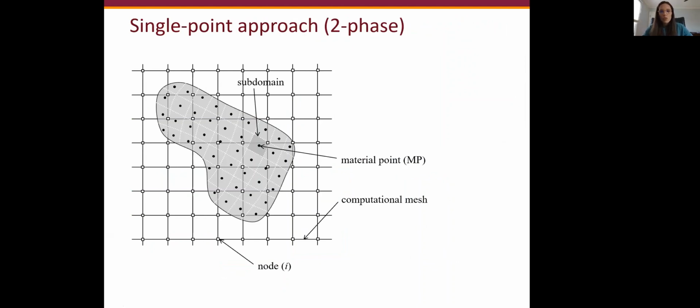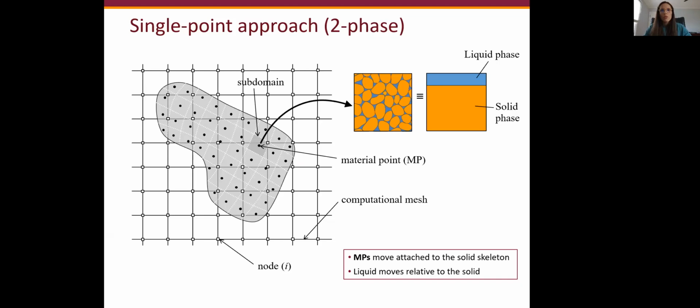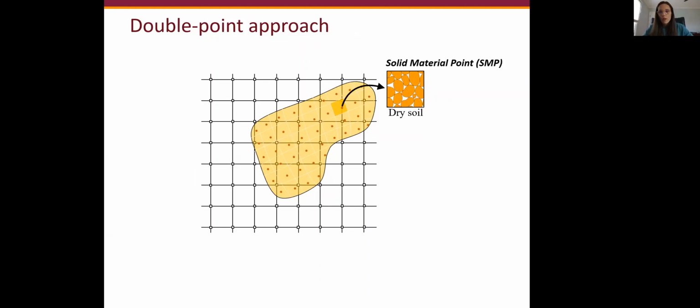In MPM, there are two ways to simulate saturated media or hydromechanical interactions. The first one is the single point approach, in which every single material point carries information from both the solid phase and the liquid phase. Material points move together with the solid skeleton, and the liquid is described within these points relative to the solid. In this presentation, I will use the extension of this formulation to account for mass transfer from the solid phase to the liquid phase.